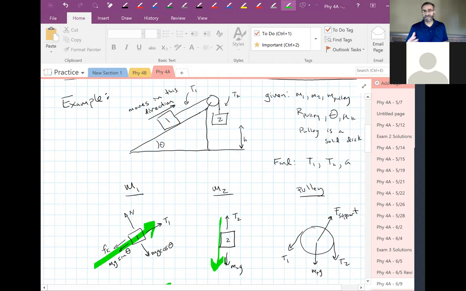You could choose any direction you want, but then your accelerations will be different, and that is tricky to keep track of. So the rule of thumb I have is once I pick a positive direction for the first mass in the system, and I said up the incline was the positive direction, then when M1 goes in the positive direction, everything else in my system has to go in the positive direction. That way my accelerations are the same. When M1 goes up the incline, M2 goes down. So that'll be my positive direction for M2.